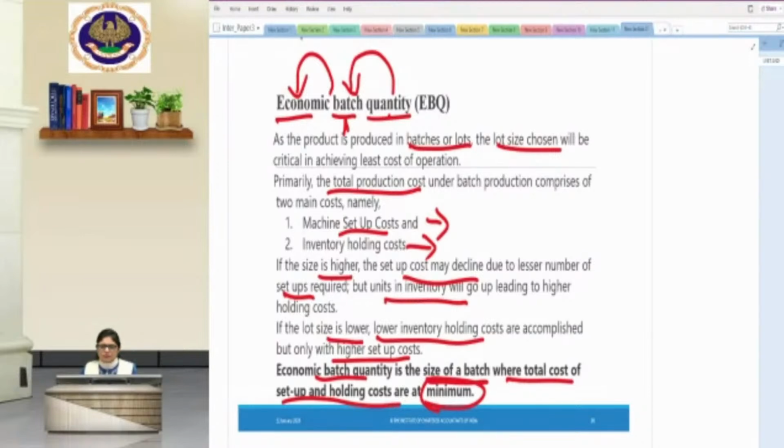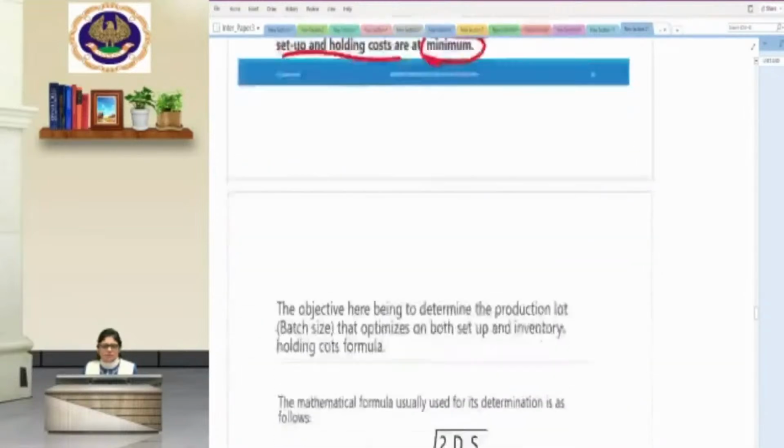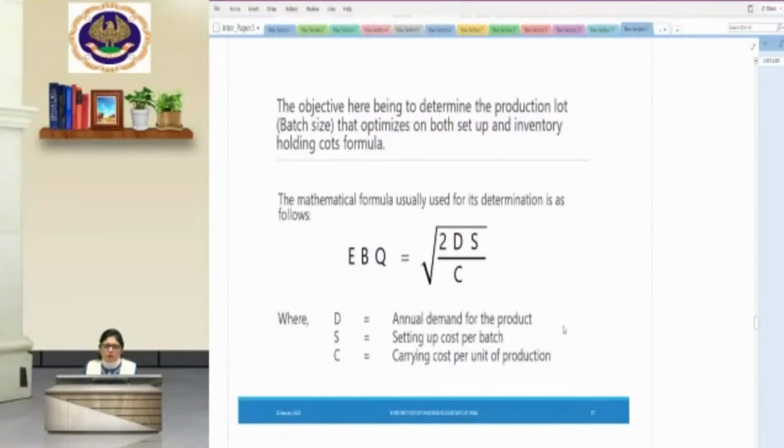Now, how are we going to do it? Similarly, like we used to do the economic order quantity, exactly the same: square root of 2 into D into S. D is the annual demand of a product. S is the setup cost per batch. It is per batch, not per unit, per batch. And C is the carrying cost per unit of production per annum. It is always annual.